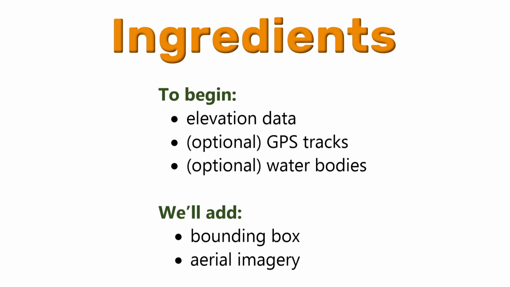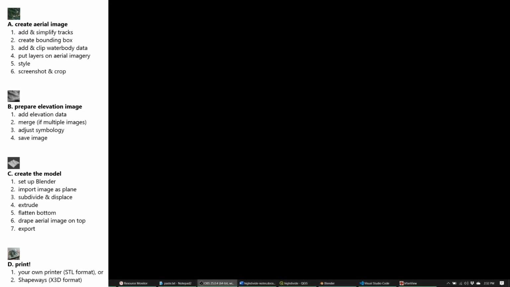To begin, you're going to need a few things. Most important is elevation data. You'll also, if you want to put GPS tracks or any other kind of vector or point data on top of the map, have that ready, as well as water bodies for the area that you're interested in. That's optional, but it helps the map look a little better. Along the way, we'll add a bounding box and aerial imagery. Here's an outline that I'll leave up during the demo so you can keep track of where we are in all the steps.